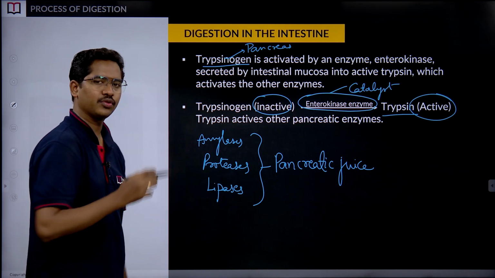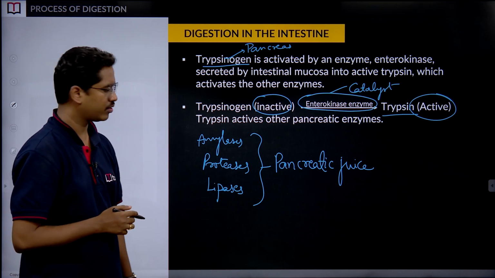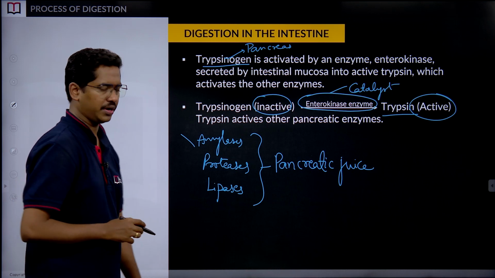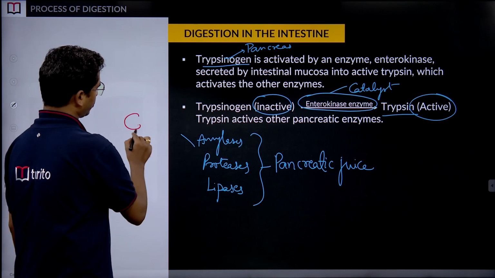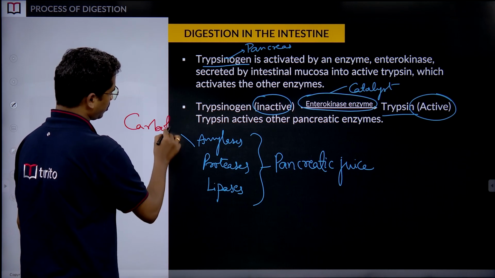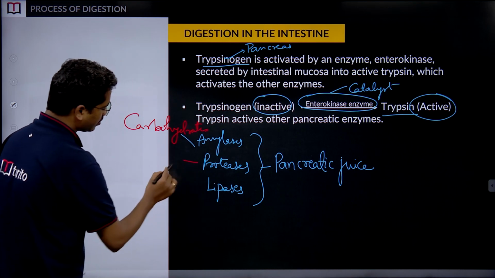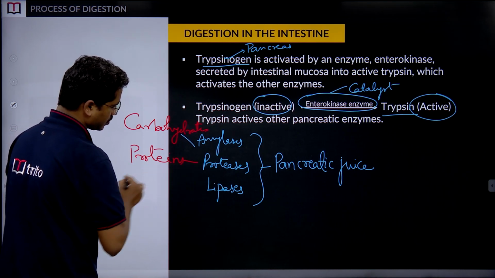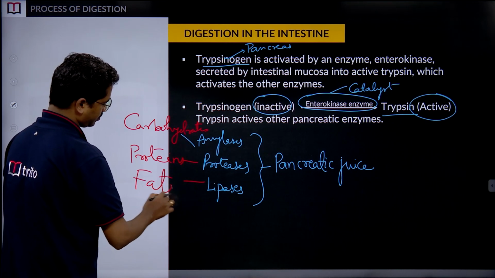So, pancreatic juice has amylases, proteases and lipases. That is why you can understand by looking at it, this can digest carbohydrates. So, I will be writing here anyway for you. Okay. So, amylases can digest carbohydrates, proteases digest proteins, okay. Lipases have the ability to digest fats.